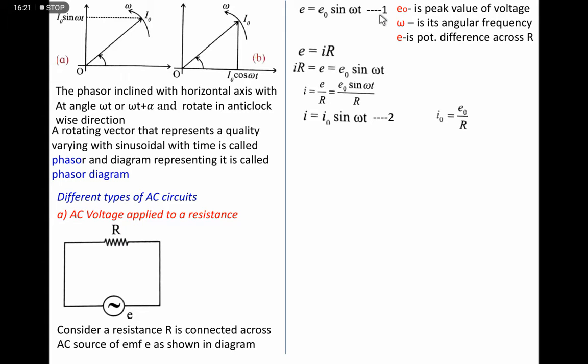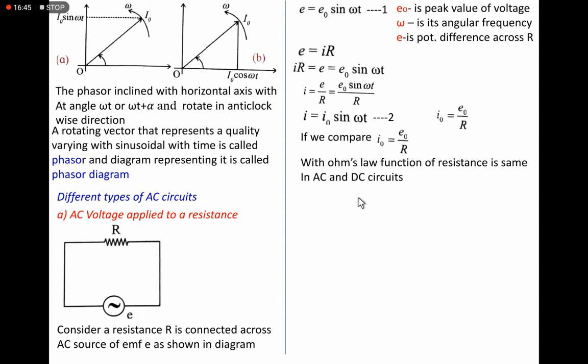Now look at equation number 1. It is E is equal to E naught sine of omega t, and here current is I is equal to I naught sine of omega t. Both the equations are the same. It is sinusoidal, only the amplitude will be different. Now, if we compare these two equations, R is the resistance, and the function of the resistance is the same in AC and DC circuit. It opposes the current.